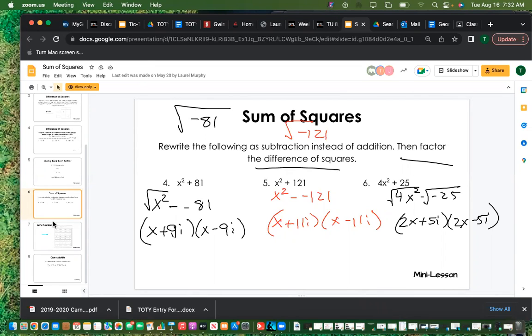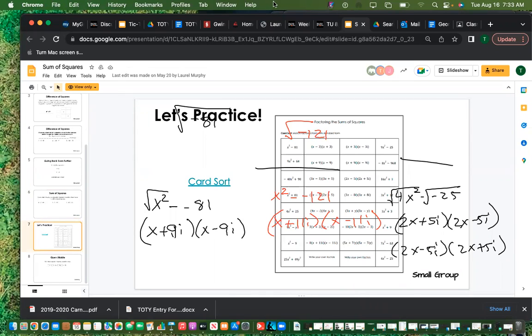What do you mean? I mean, it would be written like this. It would be 2x minus 5i times 2x plus 5i. It would be the same thing. Yep. Okay, so let's go ahead and get some practice in.